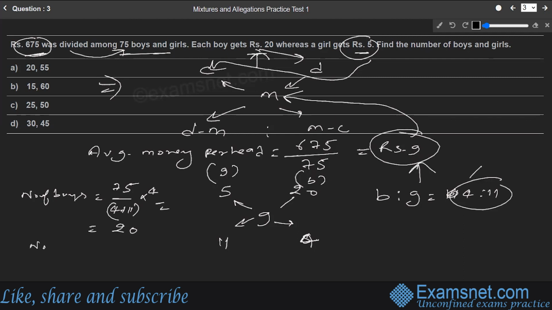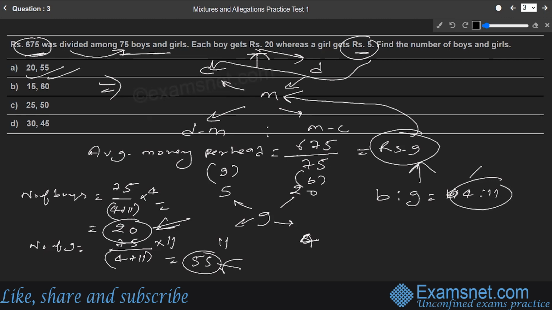And similarly, the number of girls can be found out by total strength 75 divided by the sum of ratio terms, again 4 plus 11, multiplied by the girls' part. How much is the girls' part? The girls' part is 11. So if we solve this, it comes out to be 55. So the number of boys is 20 and the number of girls is 55. That's the answer, and it is available in option number A, 20 and 55.